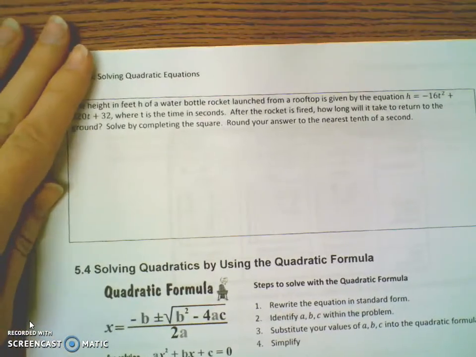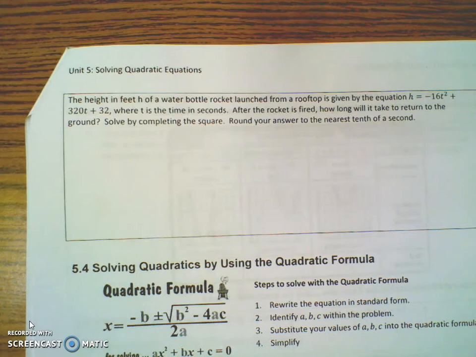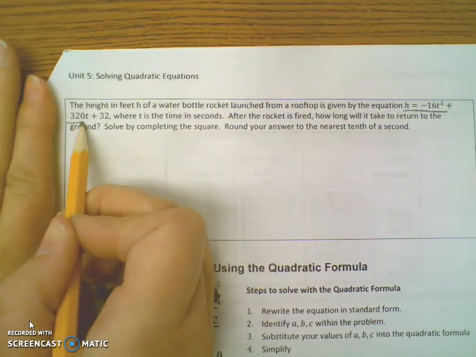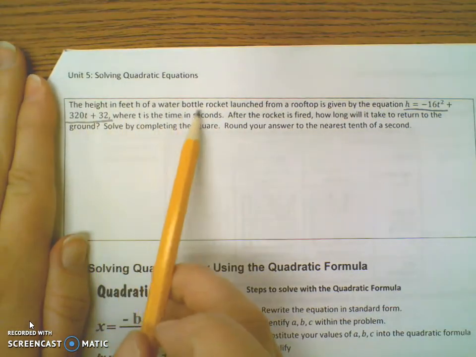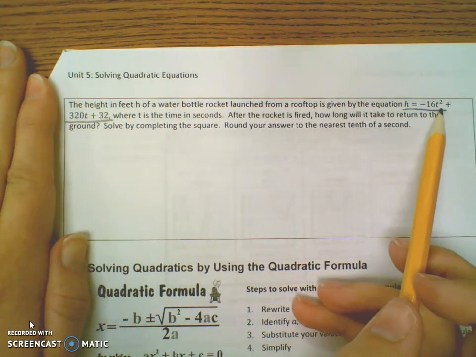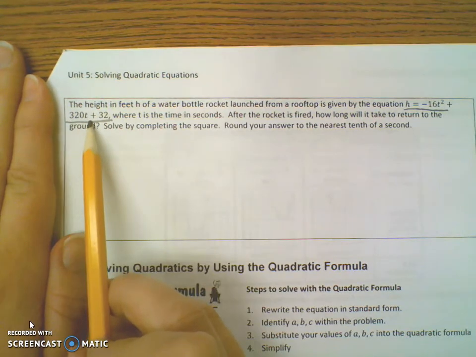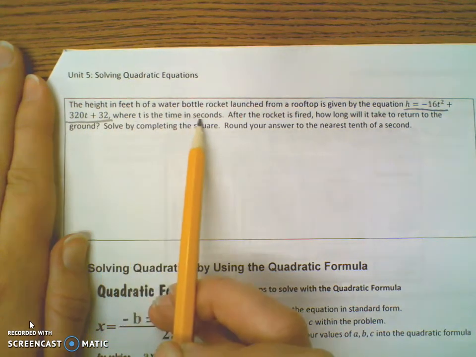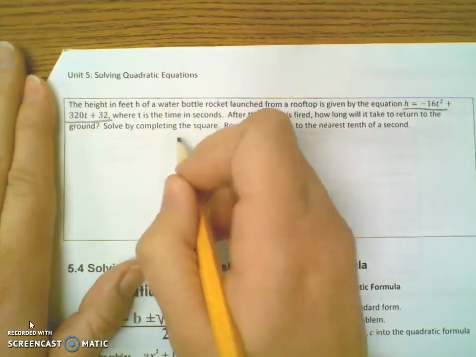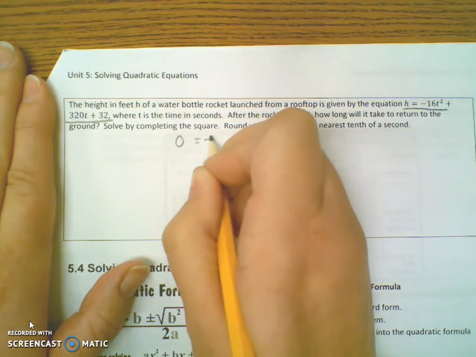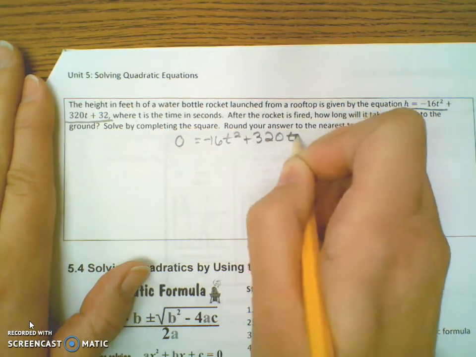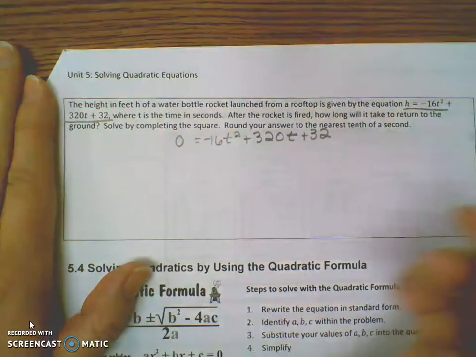Okay, let's look at one more thing. We're going to do an application problem. So in this one, we've got one where we're shooting something in a parabolic arc again. So we're launching a water bottle rocket from a rooftop given by the equation h equals -16t squared plus 320t plus 32. T is the time in seconds. We want to know how long it will take to return to the ground. So that means our h is going to be 0. So we've got h equals negative 16 t squared plus 320t plus 32.